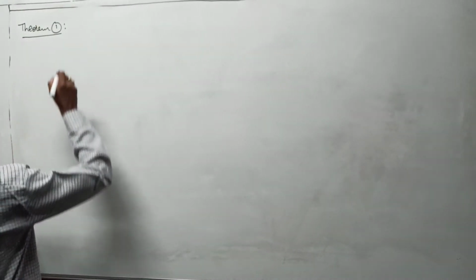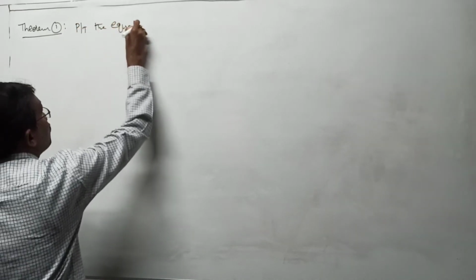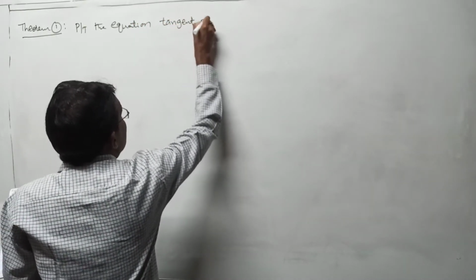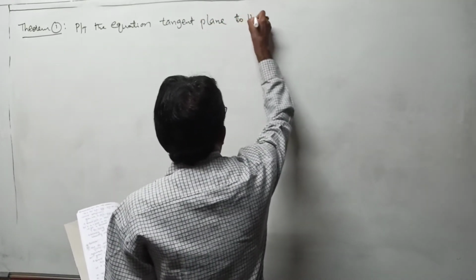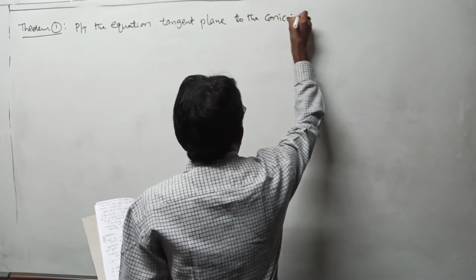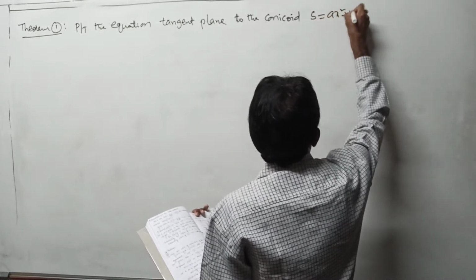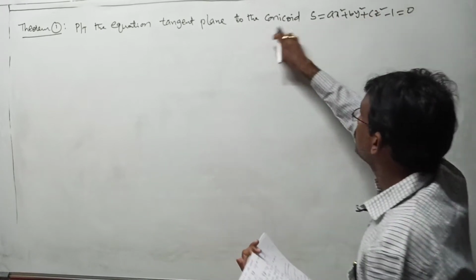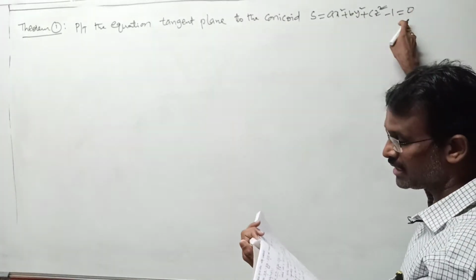Yes, the theorem number 1 is: prove that the equation of the tangent plane to the conicoid, we are denoting that conicoid with S, which is ax square plus by square plus cz square minus 1 equal to 0. Otherwise they may give the conicoid ax square plus by square plus cz square is equal to 1. That we are denoting with S, that's why we are writing like this.